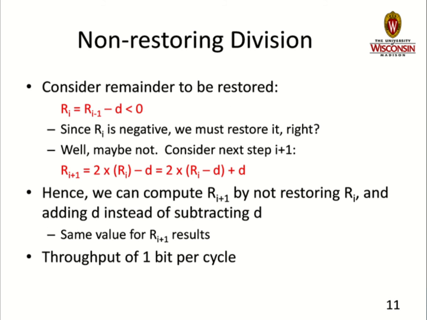The mathematical basis for non-restoring division is shown on this slide. So if we think about the remainder that needs to be restored at a particular step i, r sub i is defined as r sub i minus 1, so the remainder from the previous step, minus the divisor d. If that's negative, then we have to restore. That's the way we explained things in the earlier versions of the division algorithm. But if we do a little bit of algebra, we can actually show that we can do something a little bit more intelligent than that.